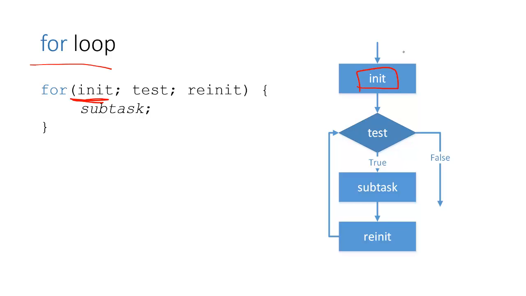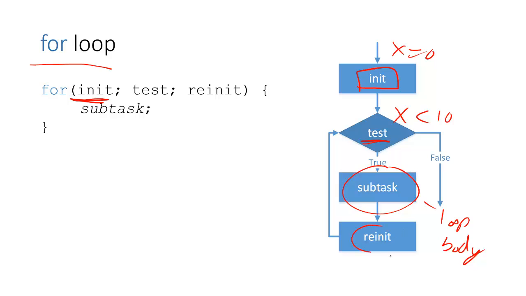So for example, you might set x equal to 0. And then you're going to have some test that's related to that. So that's going to be, you want your counter x to be less than some number, let's say 10. And then you do some subtasks related to this. So this is our loop body. This is just generic stuff that we're going to do inside our loop. And then usually you're going to have some type of reinitialization of that initialization variable. So like we might increment x up 1. That's typically what you do, although you don't have to, but that's generally what we consider best practice with for loops.